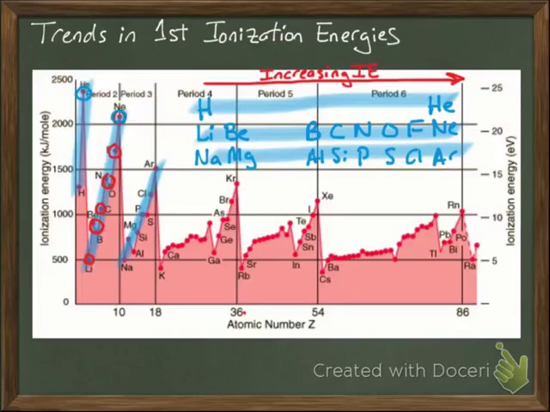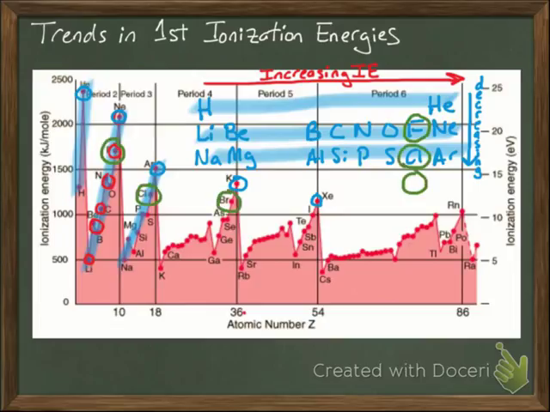Now, if we look at the different families, so for instance, I'm highlighting now in blue, helium, neon, argon, krypton. Notice in general, the ionization energy there is decreasing as we go down that family. So down a family, the ionization energy generally decreases. It gets easier to remove an electron.